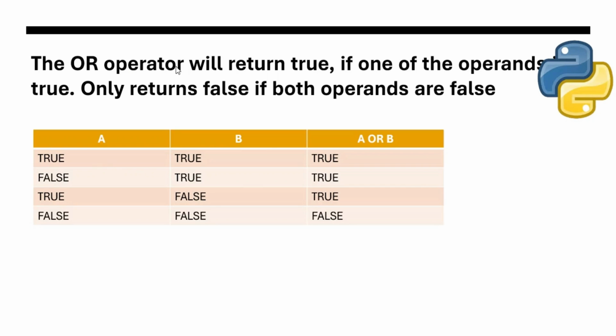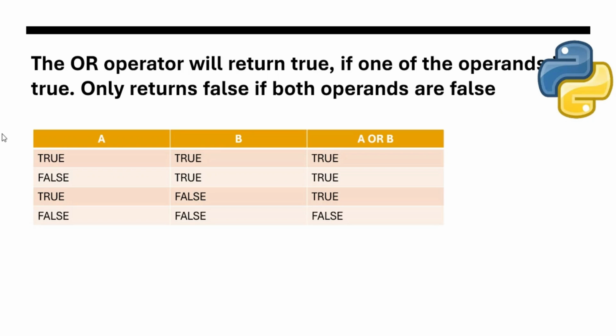The OR operator will return true if one of the operands is true. It only returns false if both operands are false.